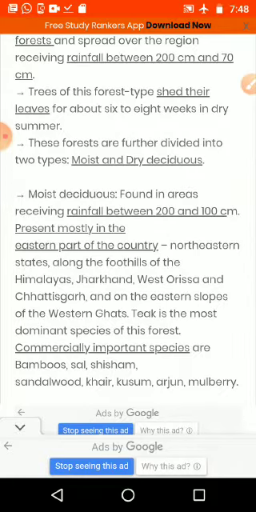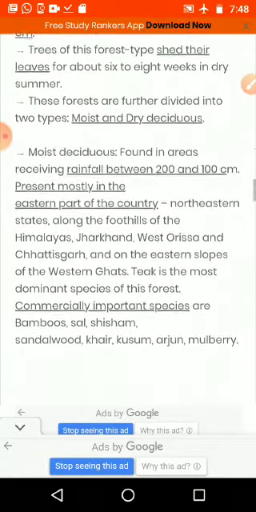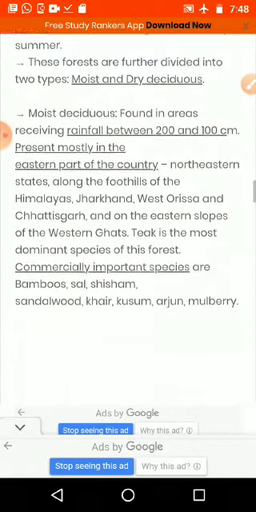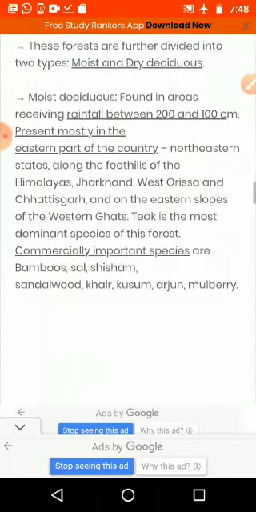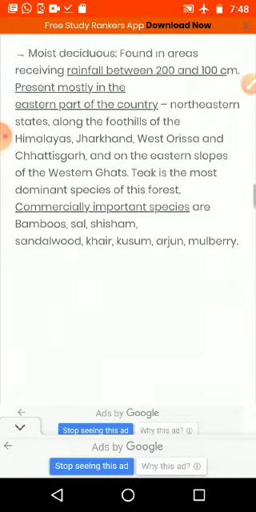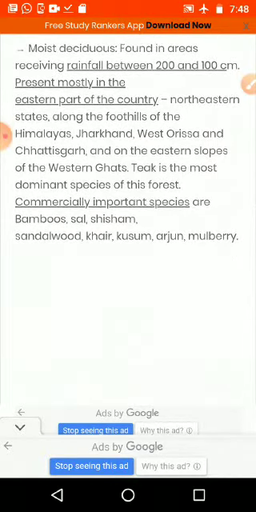Moist deciduous forest and dry deciduous forest. Moist deciduous forest is found in areas receiving rainfall between 200 centimeters and 100 centimeters. Present mostly in the eastern parts of the country, northeastern states along the foothills of Himalayas, Jharkhand, West Orissa and Chhattisgarh, and on the eastern slopes of the Western Ghats.